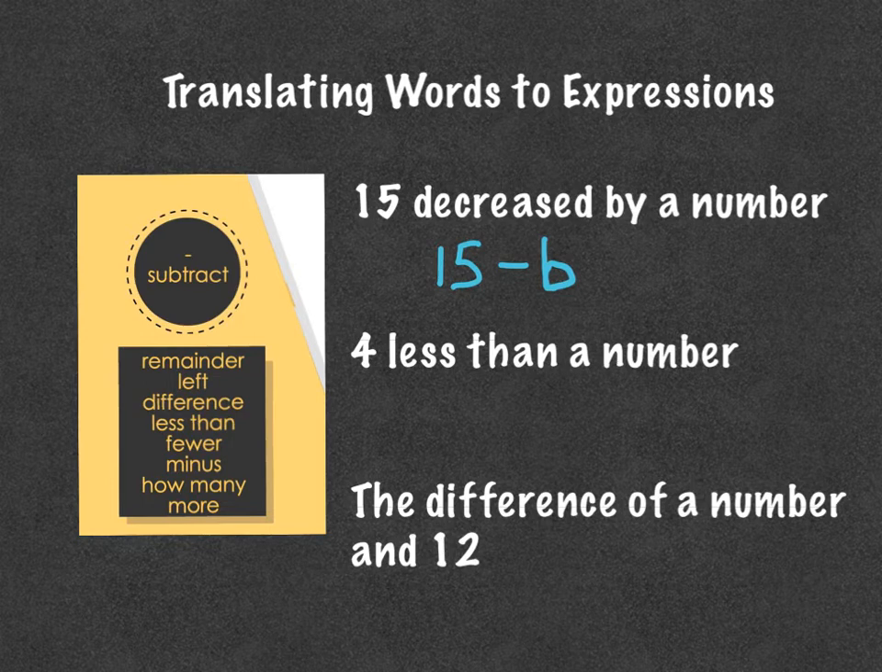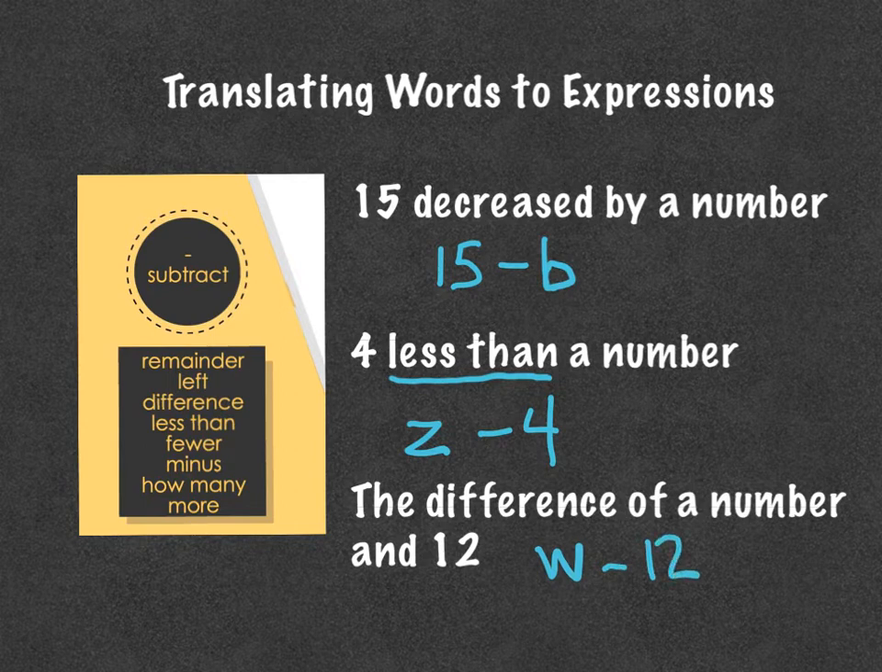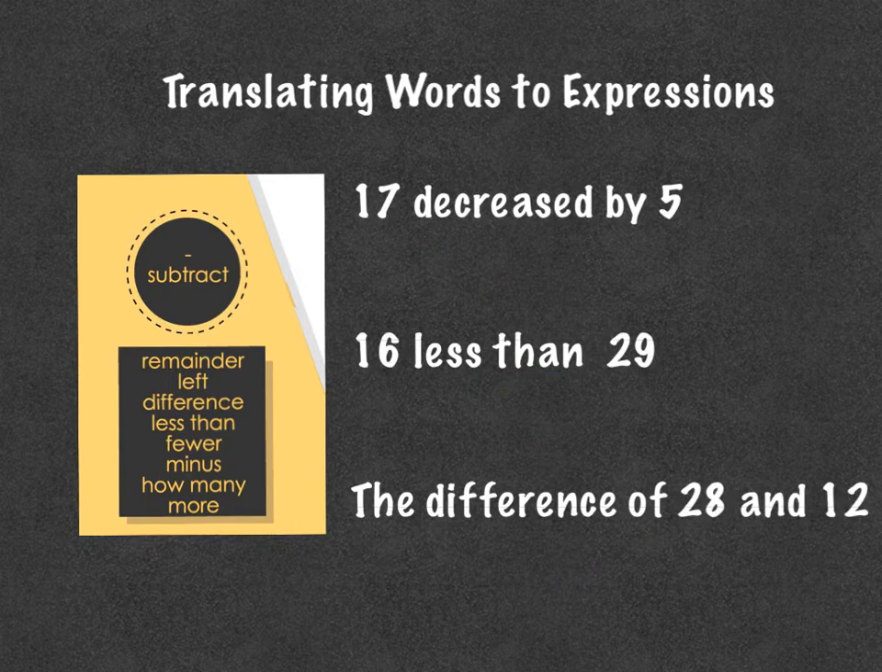4 less than a number. Again, just like before, we have less than, and our number is going to be what we're listing first. So let's say I have Z minus 4. Then the difference of a number and 12. So let's do W minus 12. Okay, so those are our subtraction with variables.